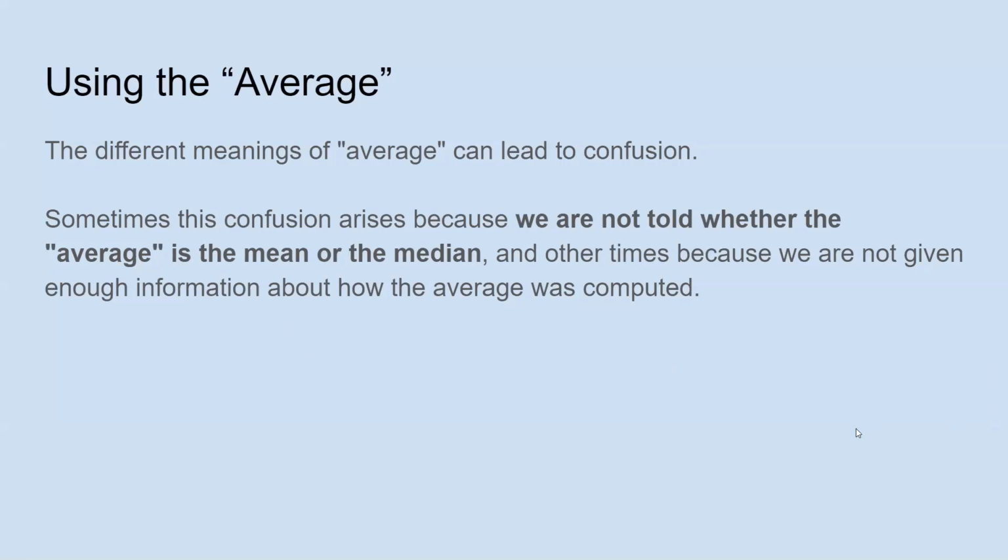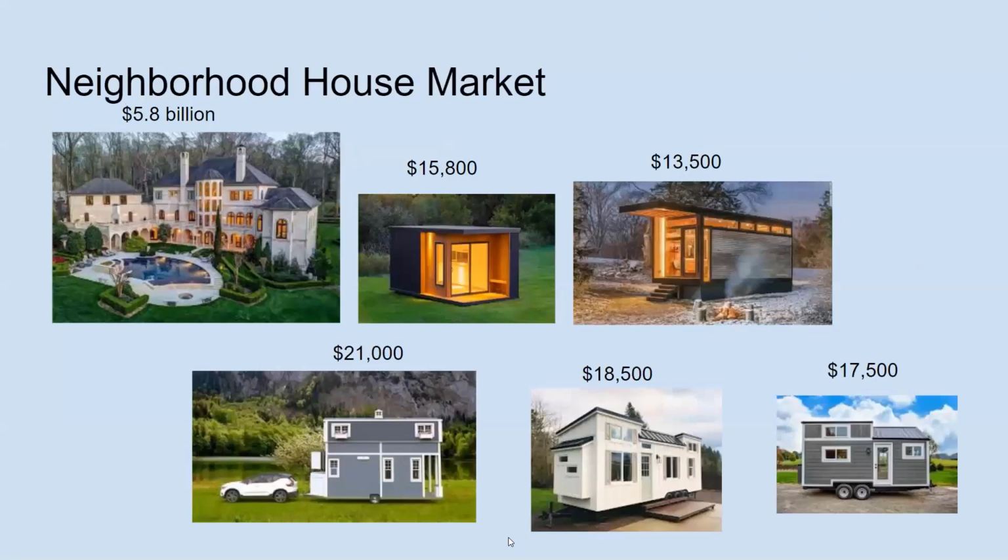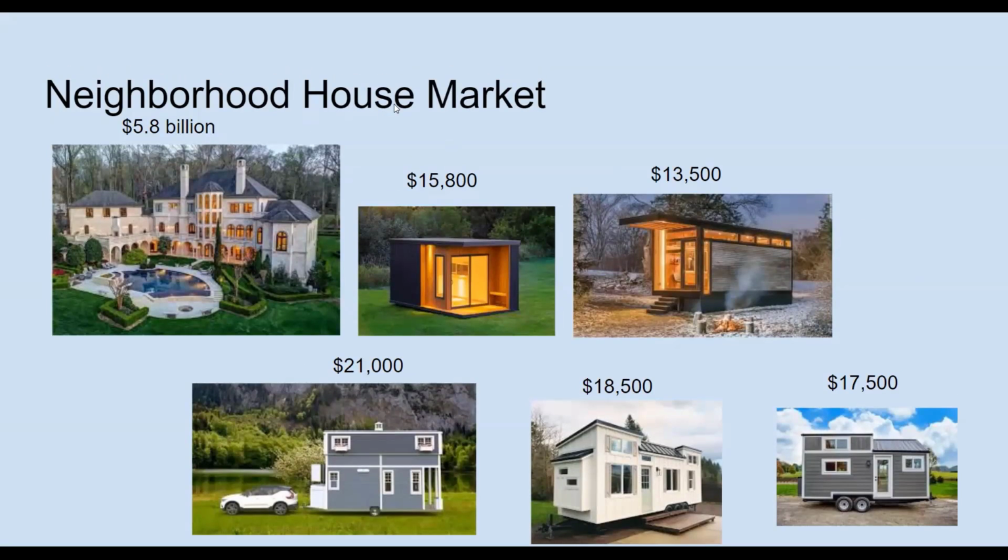And so to get you thinking about that, I have a somewhat silly slide up here. I want you to imagine a neighborhood. And in this neighborhood, most of these homes are tiny homes. So we have a couple cute tiny homes. Those are popular lately. A little less than 16,000. 13,500. This one hooks up to a car, so it's a little bit more, 21,000, etc. And then also in this exact same neighborhood, you can see all these tiny houses. There is a $5.8 billion home or mansion.